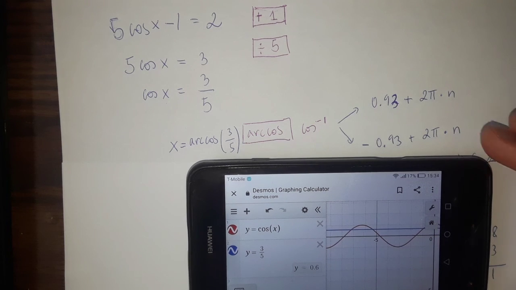Okay, so we have seen how we can solve also a trig equation using graphs. Great.